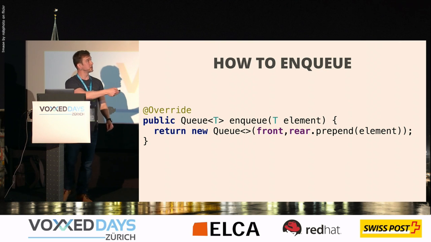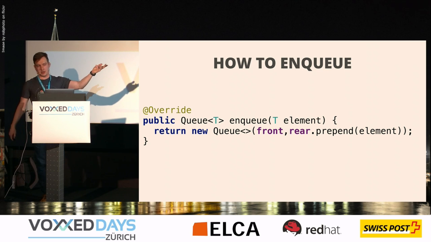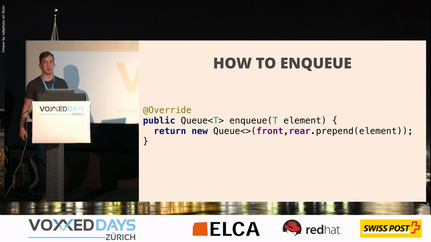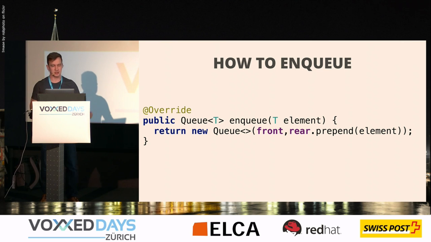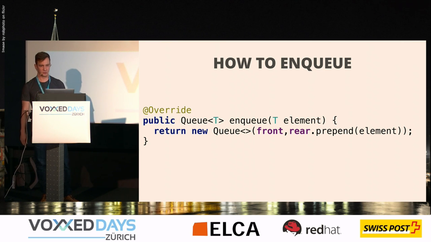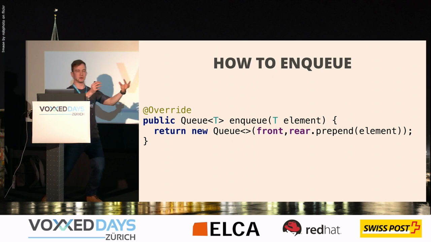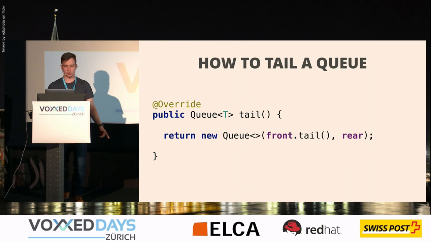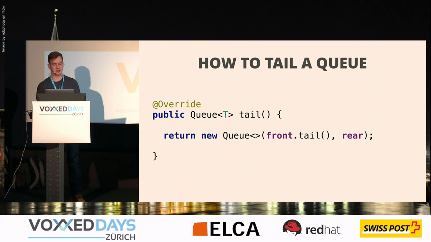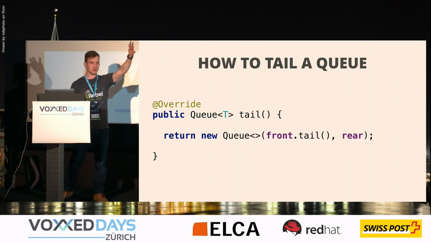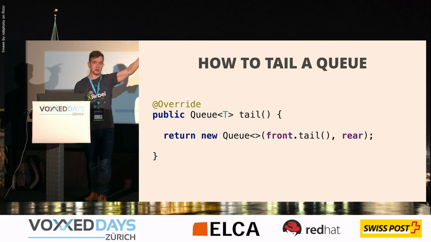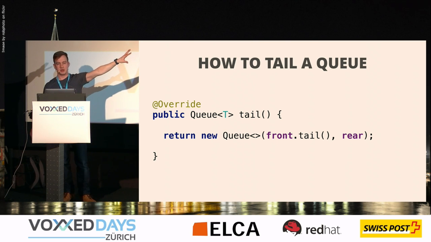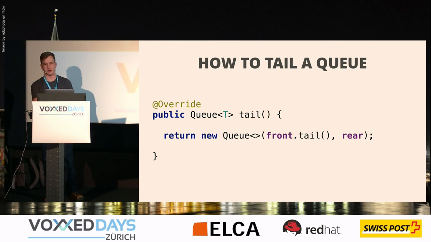You can see that this operation definitely takes... What does it take? A constant number of steps. We don't do any traversal, you just create a new object, and this should be pretty fast. So if you want to tail a queue, which is a very important operation, you take all the queue except the first element, you just use the operations on the lists again. Since you need everything besides the first element, you just drop it and create a new queue out of that. Also, you can see that there is no traversal going on, so it's very efficient. So this is how you tail.